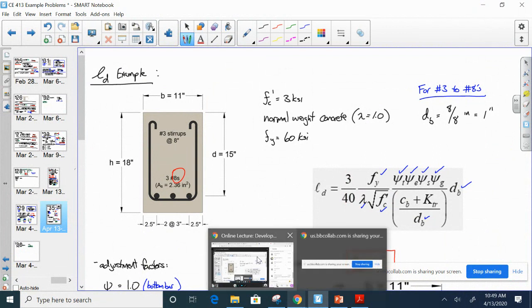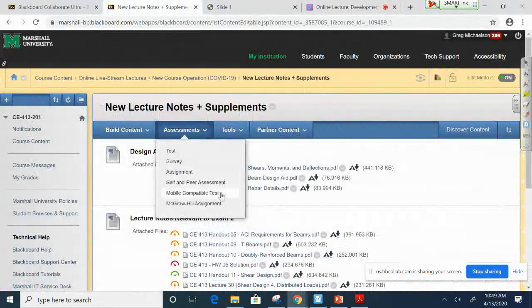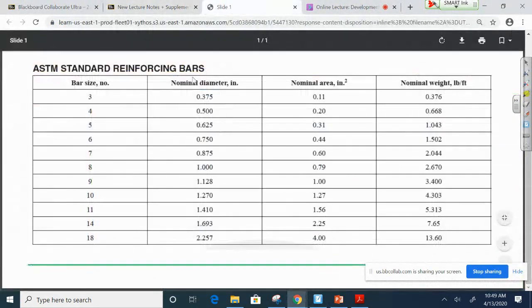Another way to do it is if you go to new lecture notes and supplements, if you remember supplement 3, the rebar details, I listed all of the bar diameters. So this was a number 8, so the bar diameter is just 1 inch.